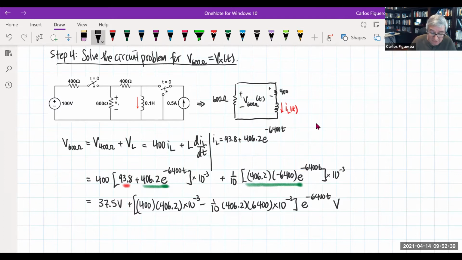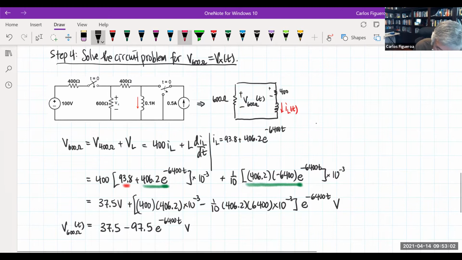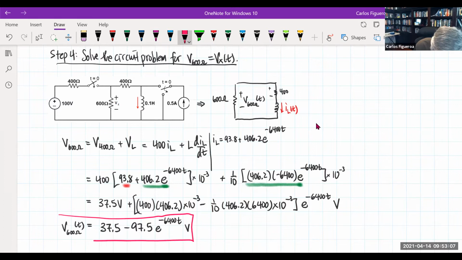So if I clean this all up and I do the mathematics, which you should never trust if I have a calculator in my hand, then I'm going to get that this is 97.5 e to the minus 6,400 t volts. And that's the voltage of the 600 ohm resistor as a function of time. So that's our solution. Let's go interpret this thing.